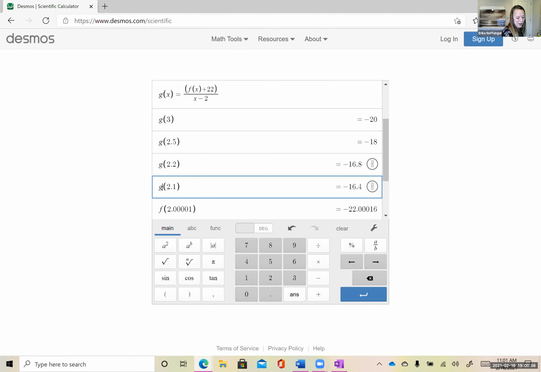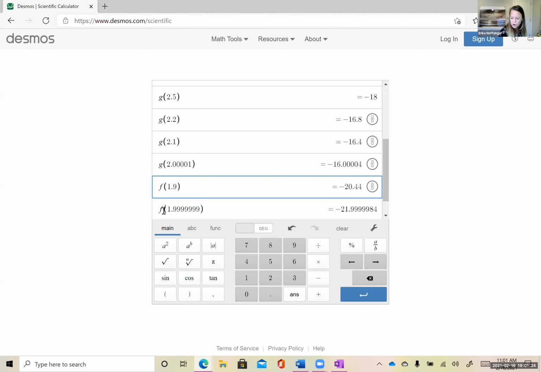Okay, so we figured out what was wrong. I was putting f instead of g when I had done our slope. So notice g of 2.2 is negative 16.8. G of 2.1 is negative 16.4. And now if I put in g of 2.001, notice this is getting closer and closer to negative 16 as we're taking the limit and coming closer on the right-hand side.